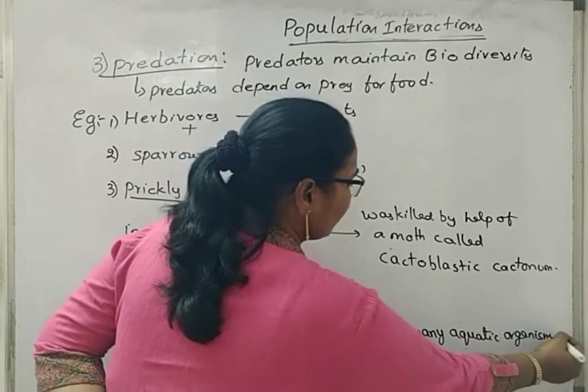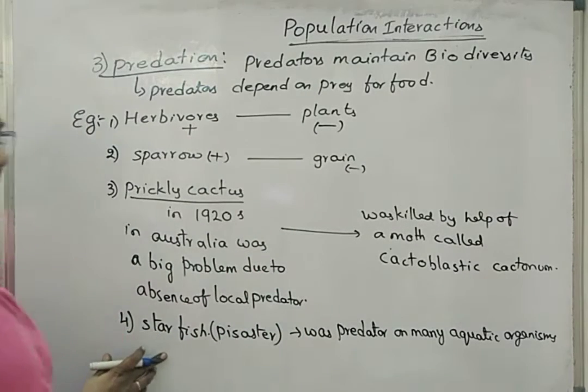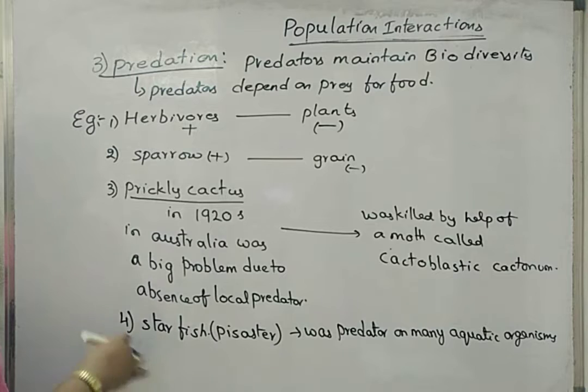So when the government took some steps to control these types of starfishes, after controlling them, it was observed that more than 10 varieties of species had already become extinct because of predation by starfishes in the marine water. So there are many such predators which are causing the extinction of other biodiversity.